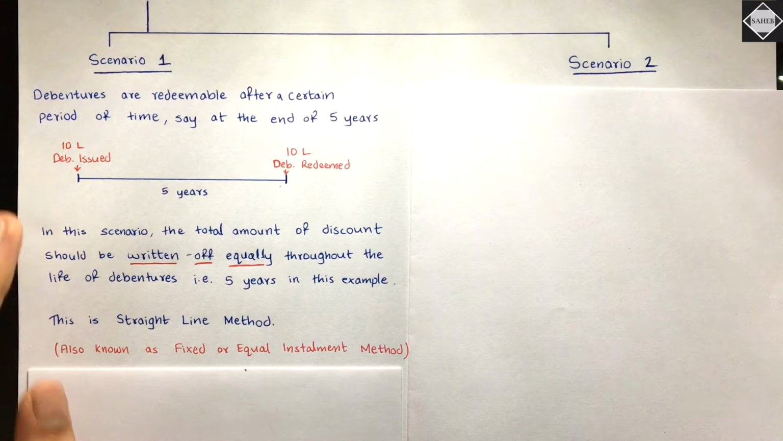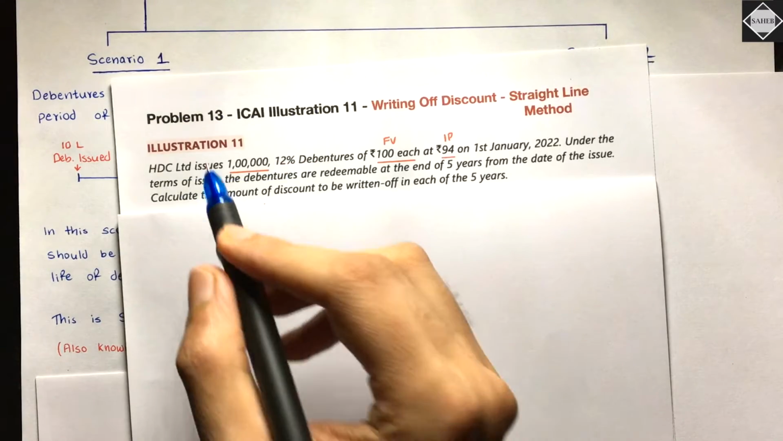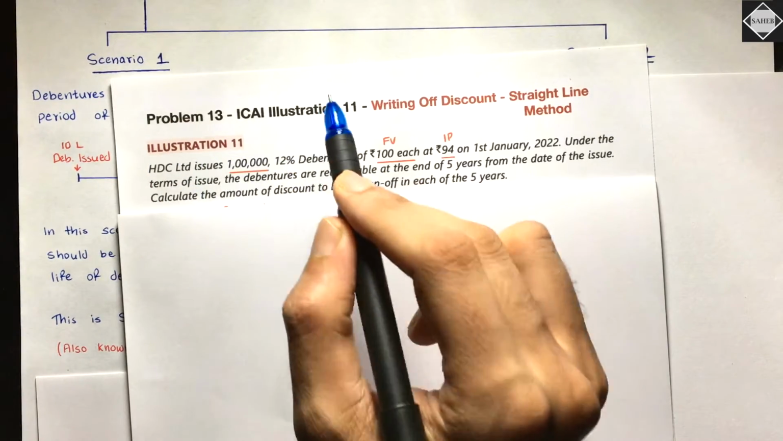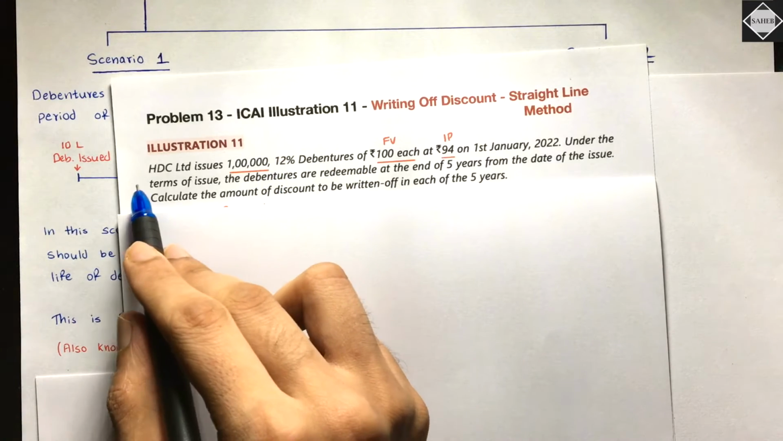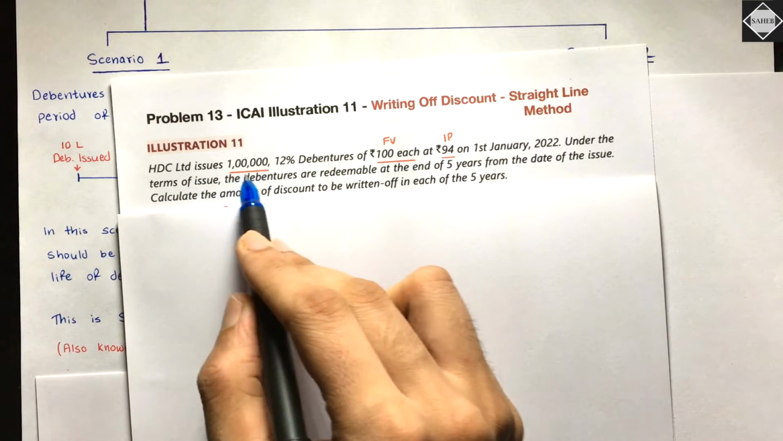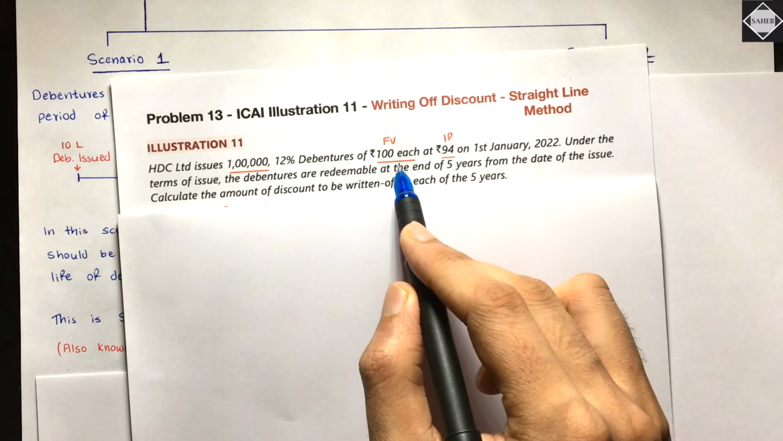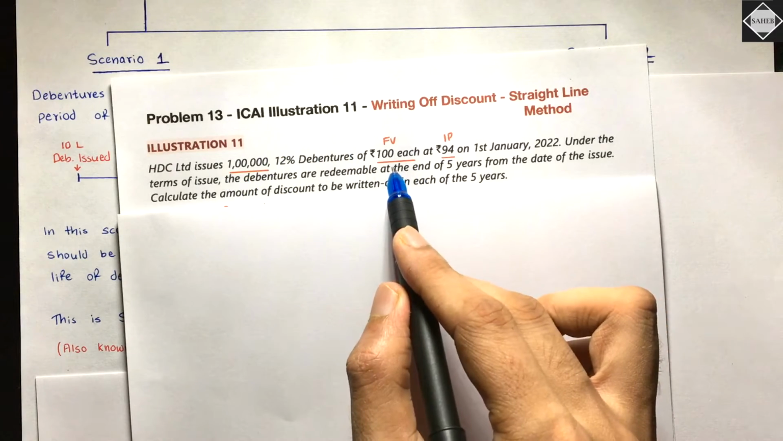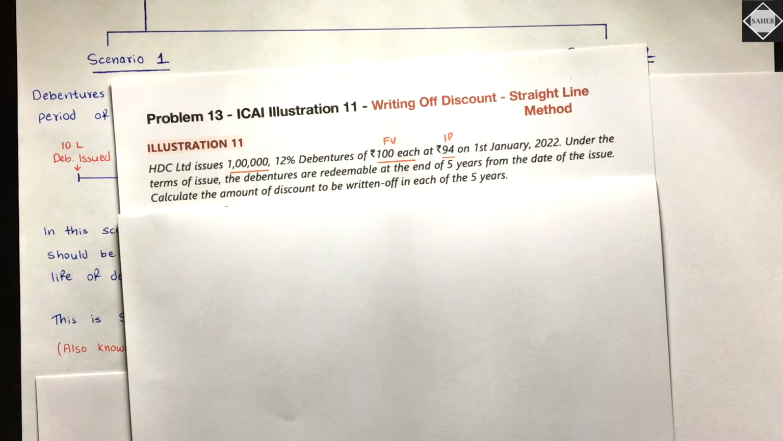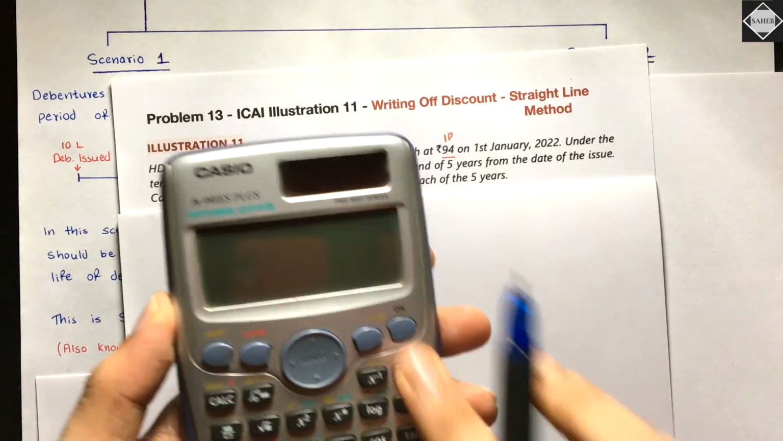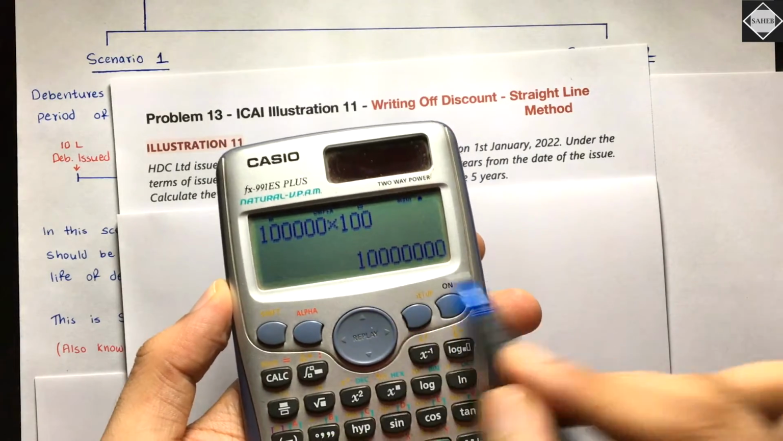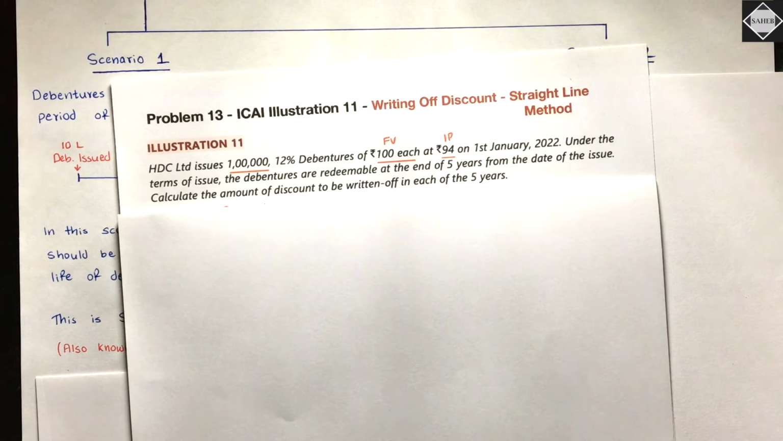All right. Now let's just solve one problem on this. It's really simple. See here, let me just show you. Now see here, we have our 13th problem of our series, and the question is from ICAI study material, illustration 11. Let's just read this question. HDC Limited issues 1,12% debentures of rupees 100 each. That's the face value. What's the total face value? 1 lakh debentures we have issued of 100. So just multiply that. We'll get the total face value. 1 lakh into 100, that's equal to 1 crore. 7 zeros, right? Yes, that's the total face value.